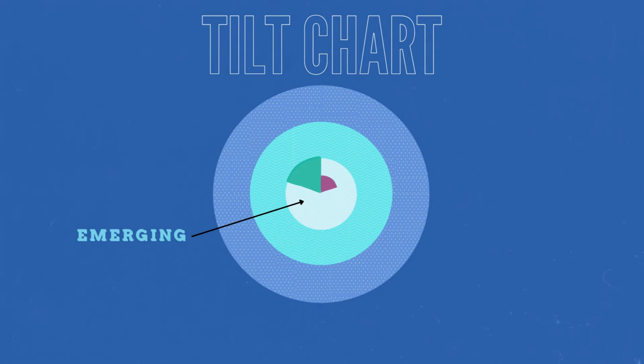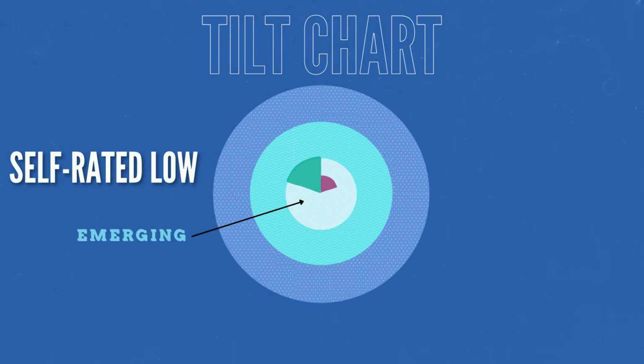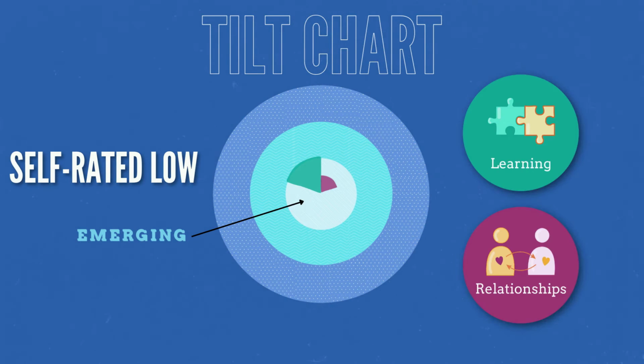And finally, we have the emerging ring. This ring shows where you scored yourself lowest. In this example, emerging strengths are learning and relationships.